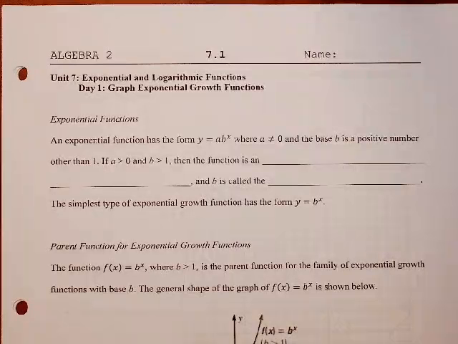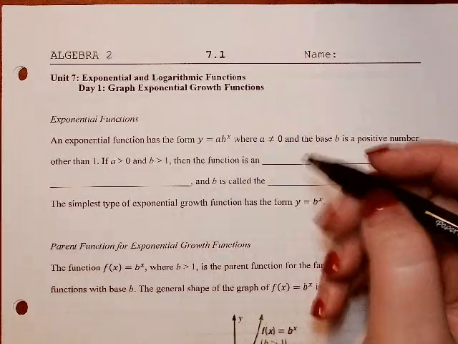Algebra 2, 7.1, Graph exponential growth functions. An exponential function has the form y equals a times b to the x, where a cannot equal 0 and the base b is a positive number other than 1. If a is greater than 0 and b is greater than 1, then the function is an exponential growth function.